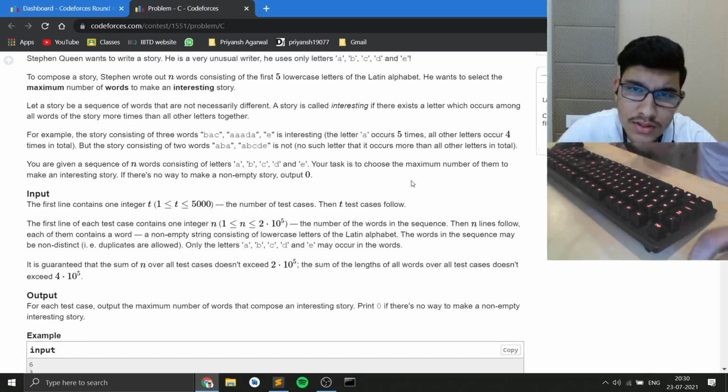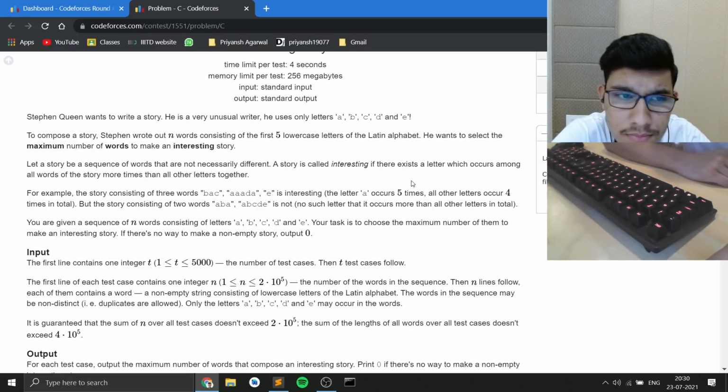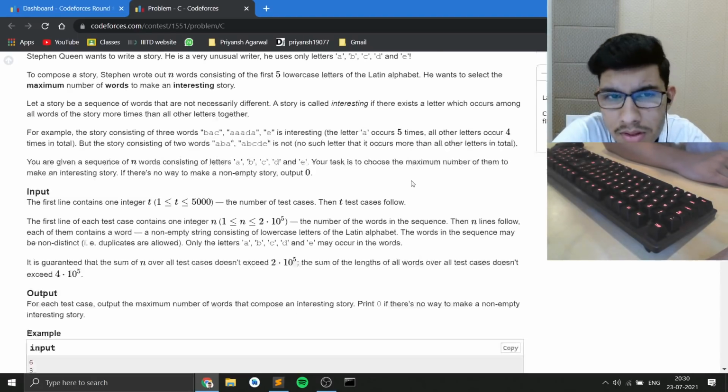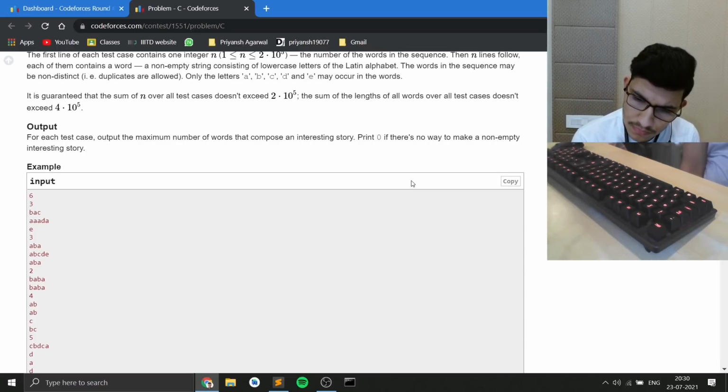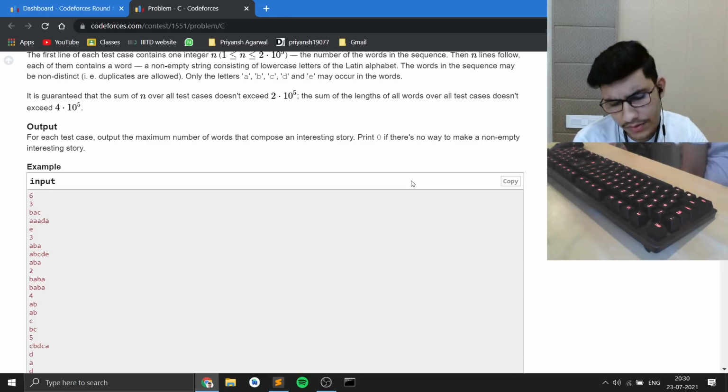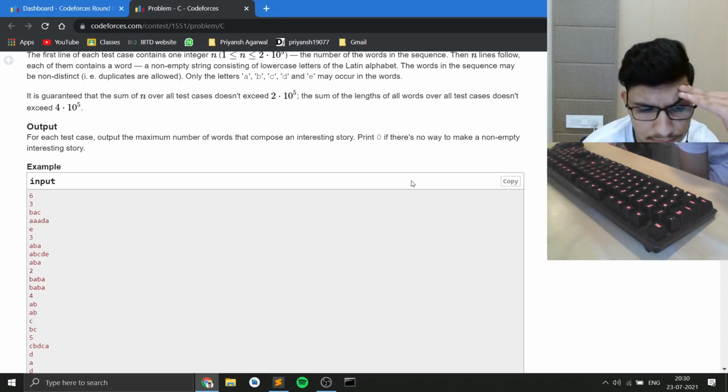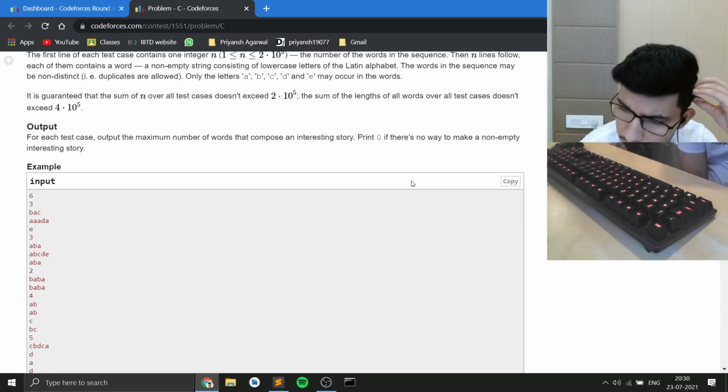So I need to choose a subsequence of them, right? Yeah, I need to choose a subsequence. And I want one of them to have an occurrence greater, right?